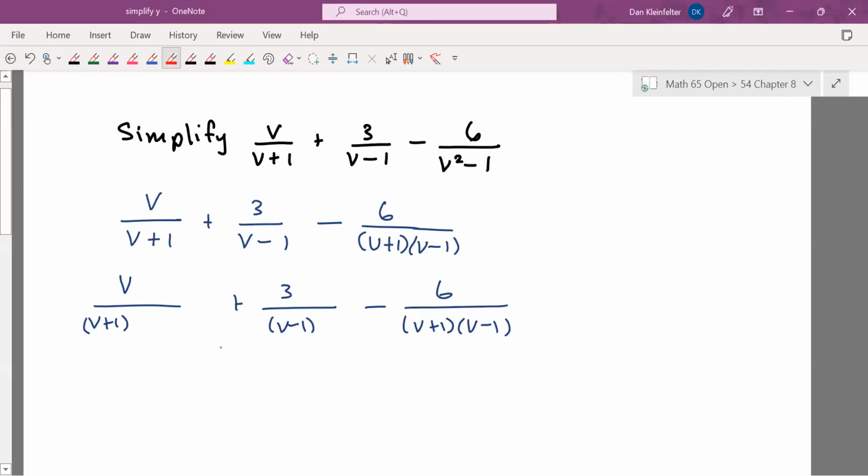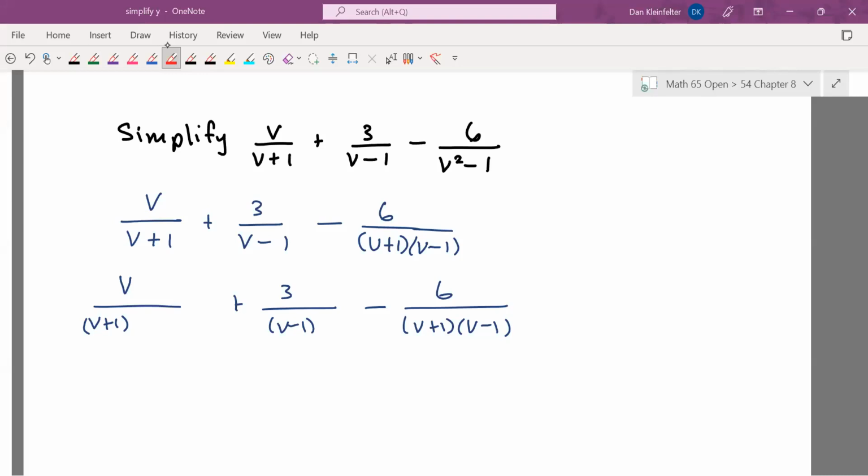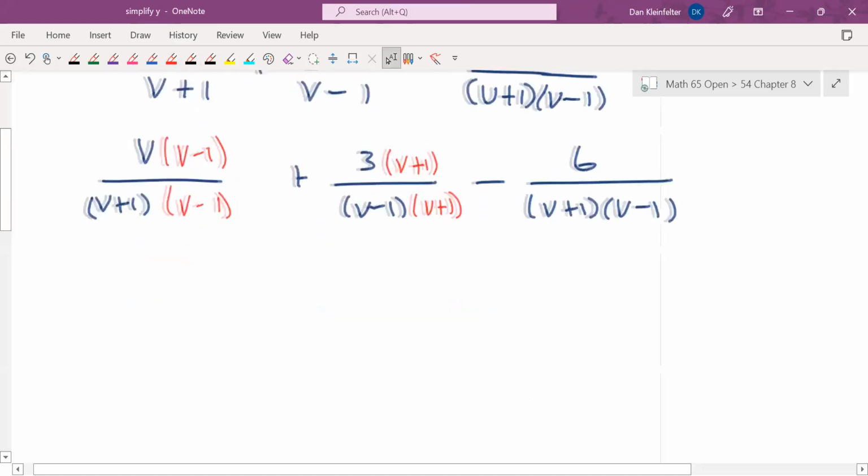Right, so now I just want to space things out a little bit. So for the first fraction, we need to insert a denominator factor of v minus 1. So let's do that. Sorry, my pen is acting up. Hold on. All right, let's try that again. So we need a v minus 1 in the top and bottom of the first fraction. We'll need a v plus 1 in the top and bottom of the second fraction. And the third one doesn't need anything, right? It's perfectly fine as is.